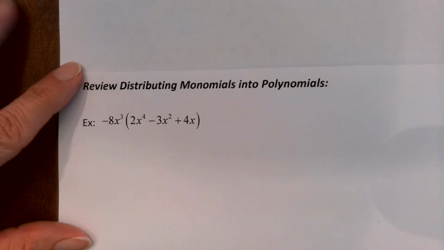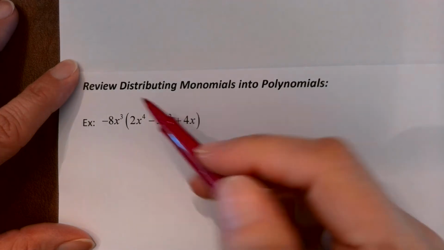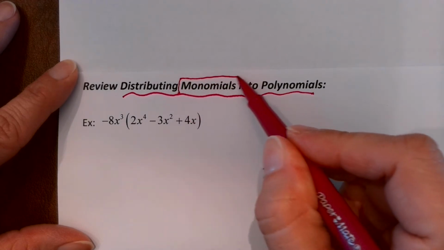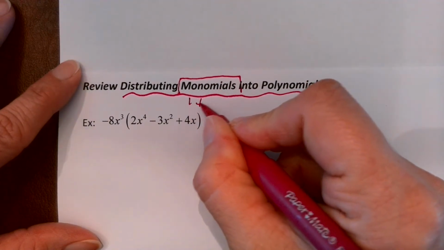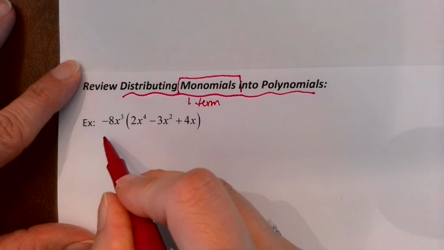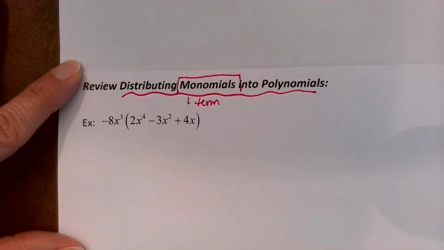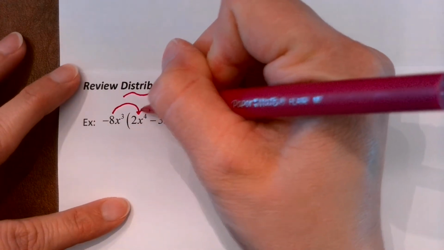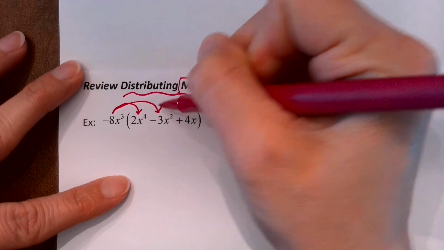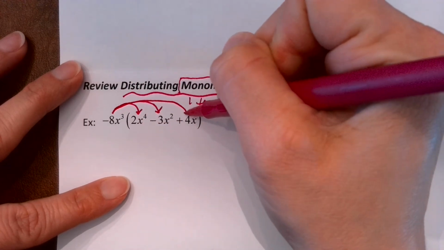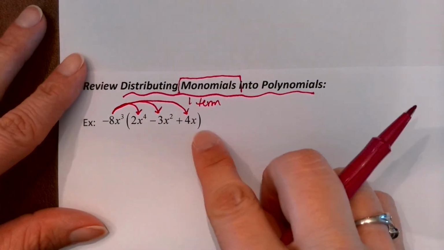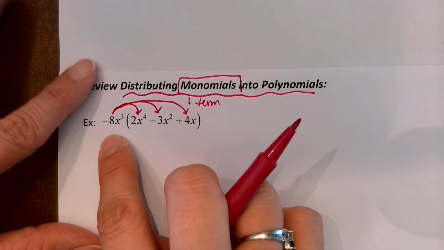Hi Algebra, this video is going to review distributing monomials into a polynomial. So the monomial is the thing that is just one term. So here's my monomial. I need to distribute negative 8x cubed into the polynomial. So it needs to get multiplied by this first term, by this second term, and by this third term. So the arrows just remind me that I'm giving it to all the terms in this trinomial. All three terms need to get multiplied.